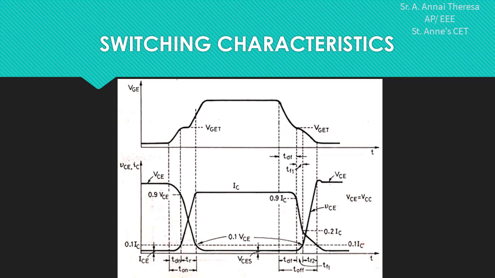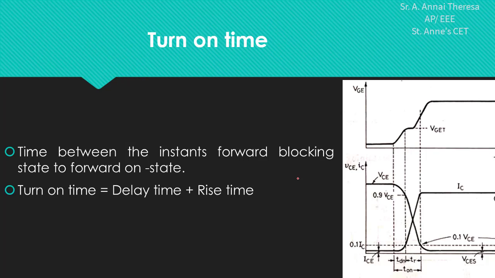Then switching characteristics. In switching characteristics, we will see the turn on and turn off characteristics. First we can see the turn on characteristics. So what is turn on time? The time between the instant of forward blocking state to forward on state. This is the total turn on time, which has two periods, that is delay time and rise time.